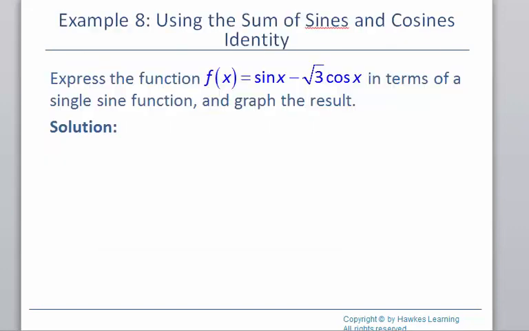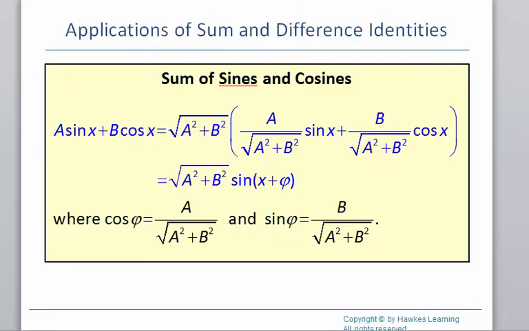Okay, so our problem says express the function f of x is equal to sine x minus the square root of 3 cosine x in terms of a single sine function, and then graph the result. So the first thing I'm going to do is go back to this problem here, and write my problem at the top so I can do some comparing. All right, so my problem said f of x is equal to sine x minus the square root of 3 cosine x. Okay, so that is the problem in my example that I'm trying to work with.